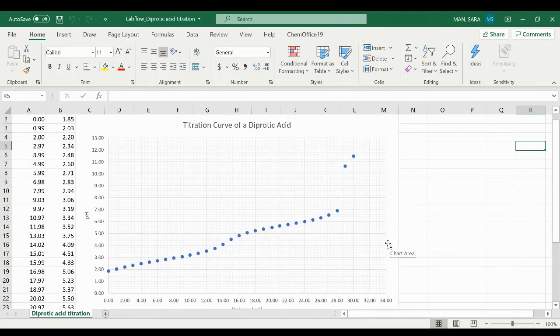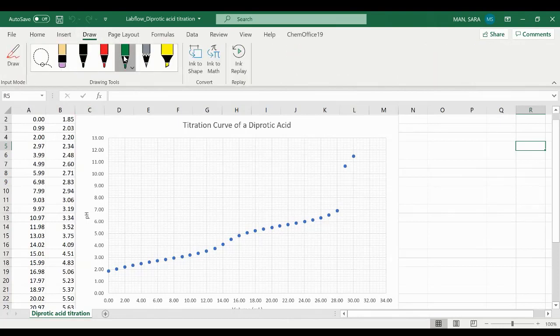So the first part says, identify the second equivalence point in the titration curve. Use the two volume measurements where the largest change in the pH occurs. So we know that if they are starting here in this part, this is the steepest slope, and the second equivalence point is going to be over there. So what we do is look at where that is happening.